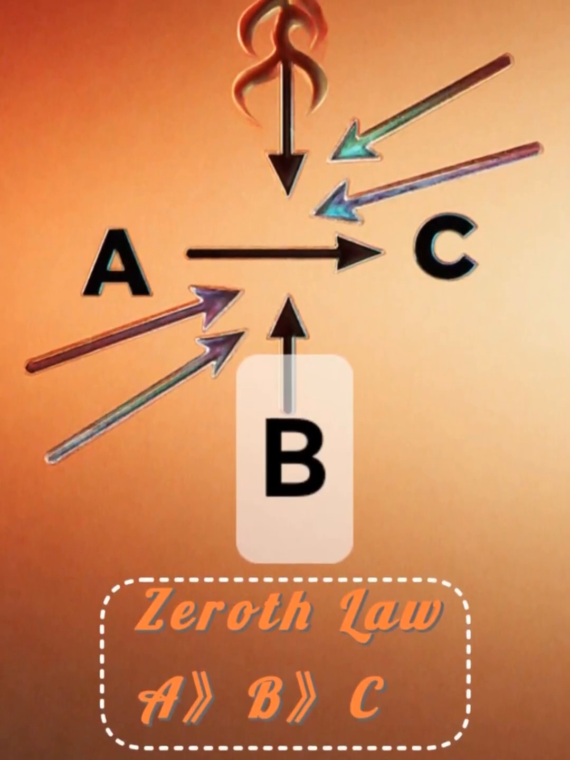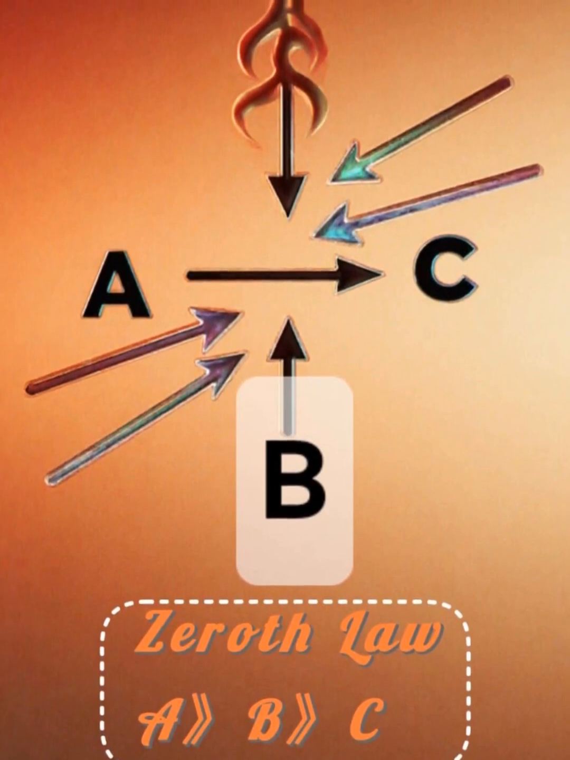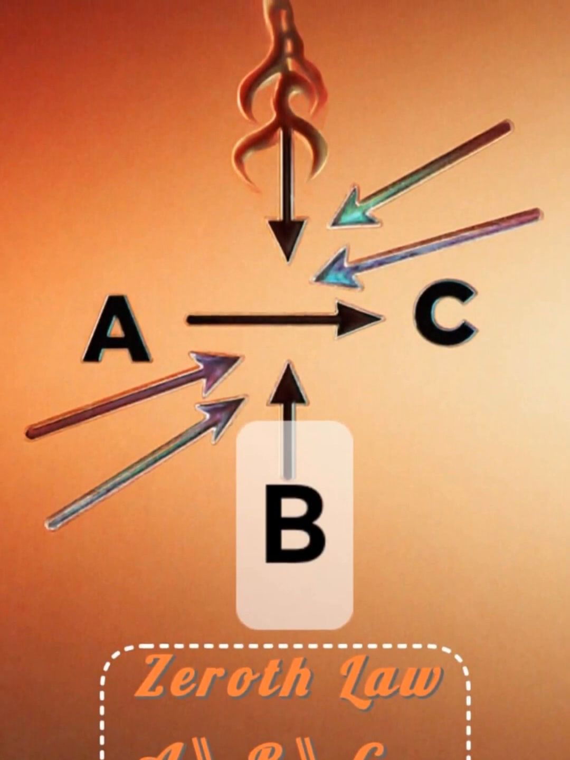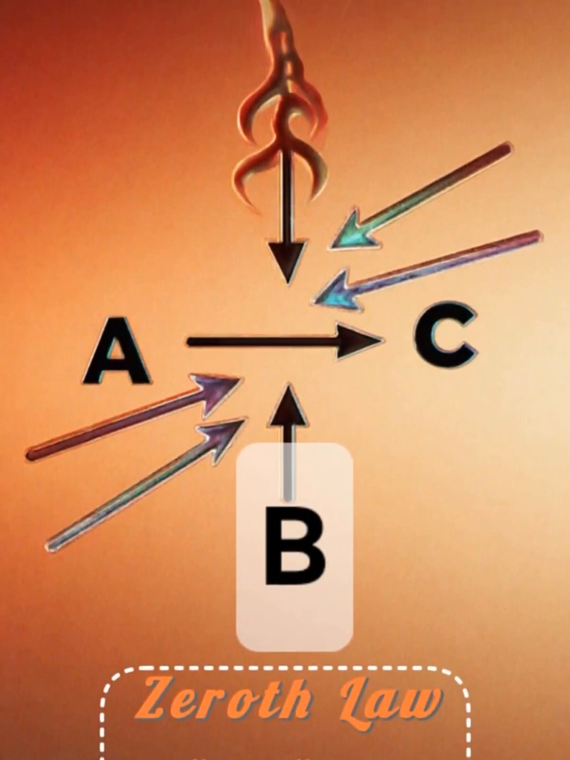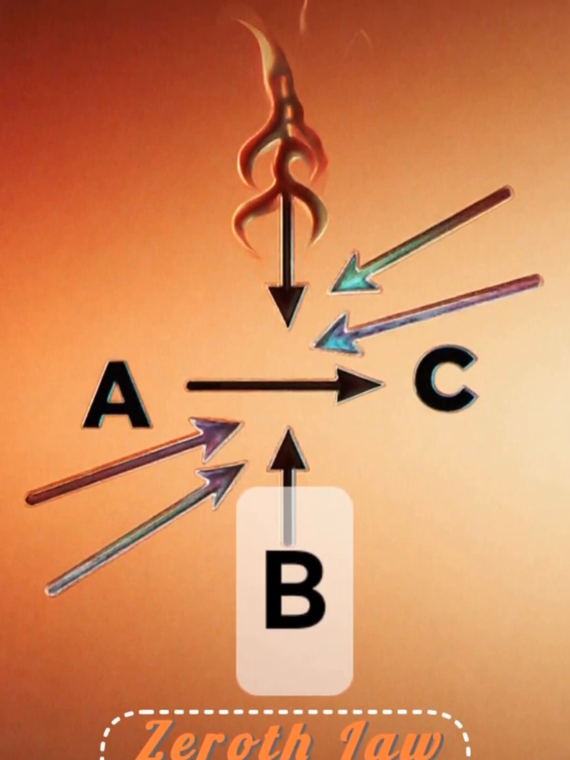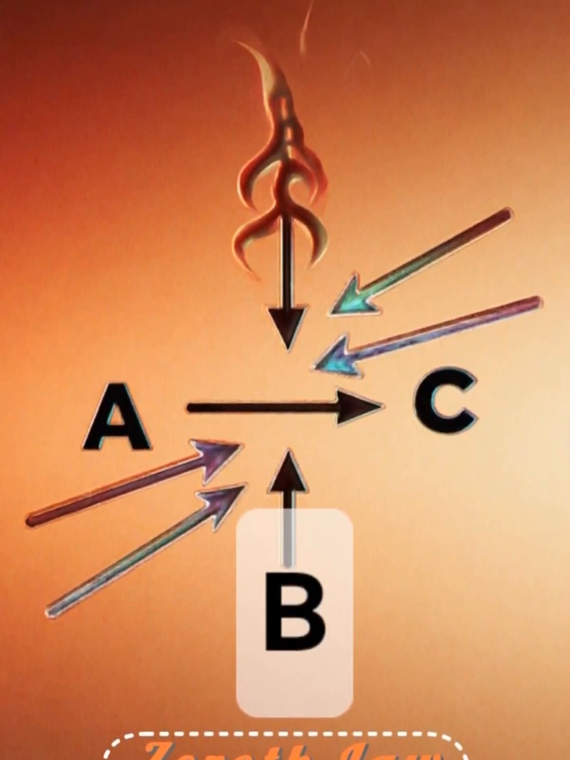Zeroth law of thermodynamics. If 2 systems are each in thermal equilibrium with a third system, then they are in thermal equilibrium with each other. This law establishes the concept of temperature. This law was formulated by Ralph H. Fowler in the 1930s, long after the first, second, and third laws were established.